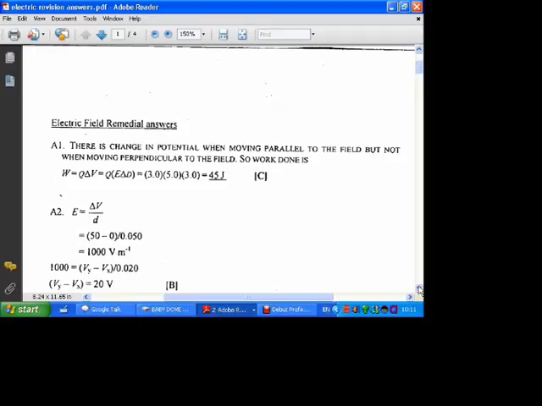And which side do you think has the larger potential? Definitely will be the point that is closer to the positive plate. So X is the point with the lower potential, and Y is the point with the higher potential. So the point vertically below Y has the same potential as Y, right or not? Because you are moving perpendicular to the electric field direction, there's no change in potential.